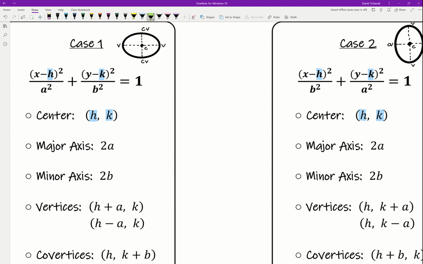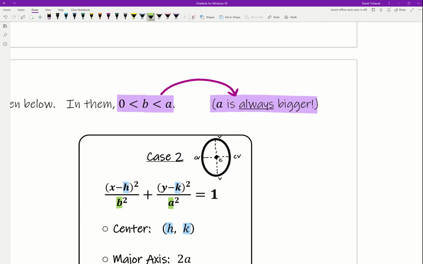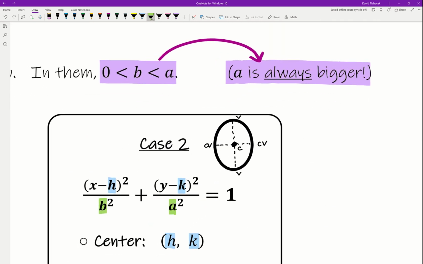But you'll notice that the difference between these two equations is the two numbers a and b. In case one we have a sitting underneath x and b sitting underneath y, and in case two we have the reverse: b is underneath x and a is underneath y. These numbers a and b determine what case you're in, and the way you tell is by going by this statement up here. We always consider a to be the bigger number.